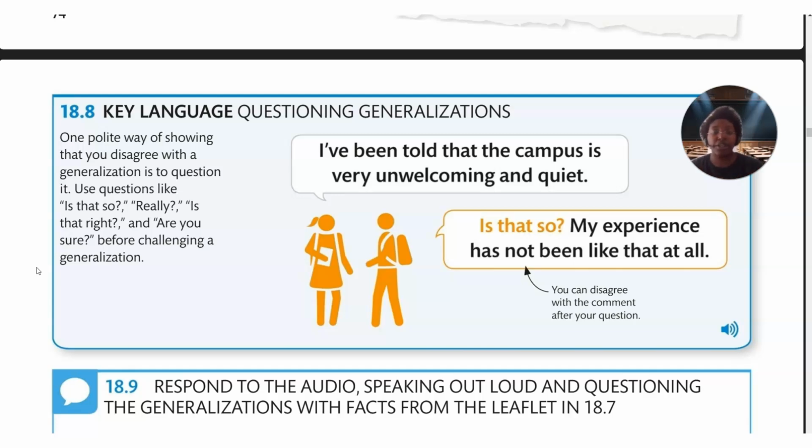Look at the great example here. So if a fellow student said this to you, I've been told that the campus is very unwelcoming and quiet. Is that so? My experience has not been like that at all. So you're disagreeing by saying, is that so? And then you can state your opinion. But it's a more polite way of doing it.